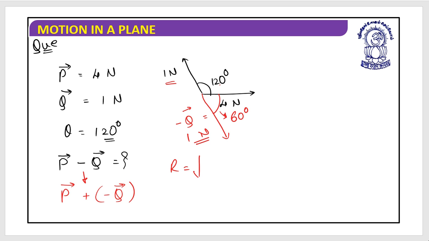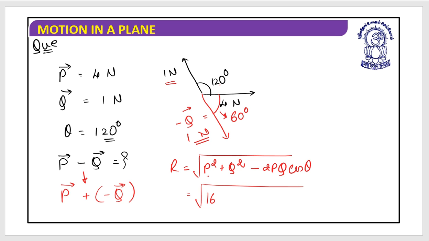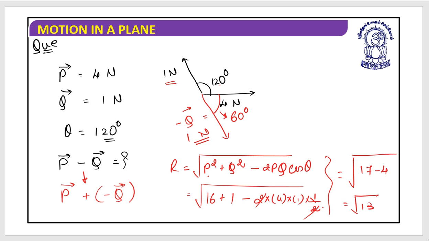Now if I want to find the resulting vector's magnitude, R equals root of p square plus q square minus 2pq cos theta. That equals p square, which is 16, plus q square, which is 1, minus 2 into 4 into 1 into cos 60. Cos 60 is 1 by 2, so the 2 is gone, and the remaining terms are root of 16 plus 1, 17, minus 4. So this would be root of 13 newton.